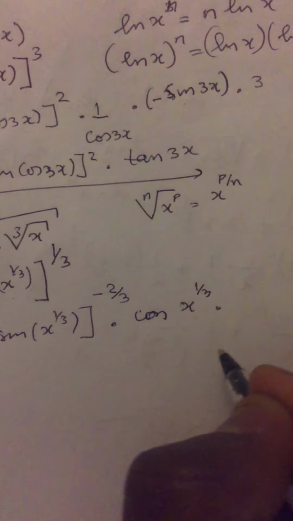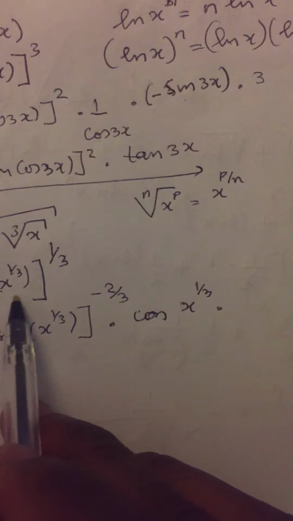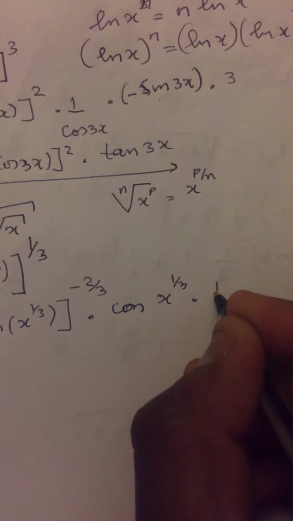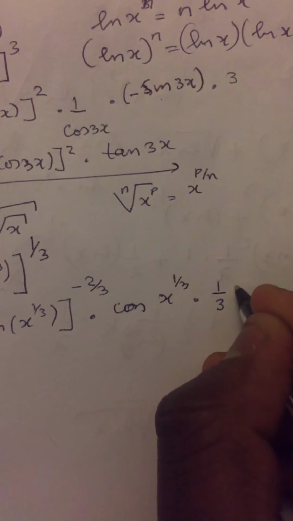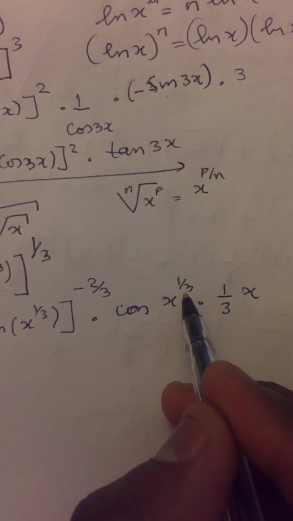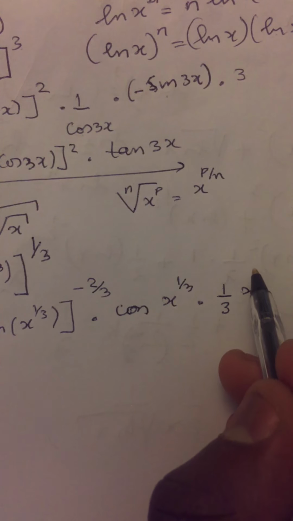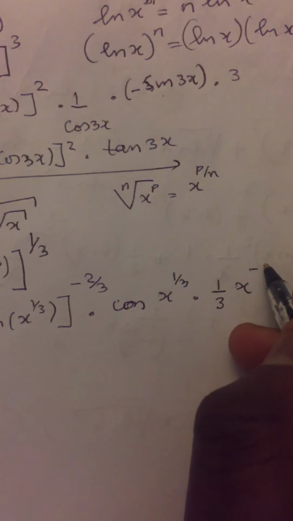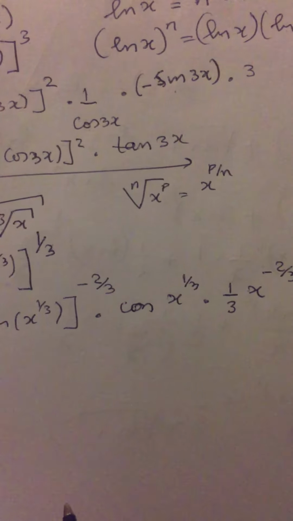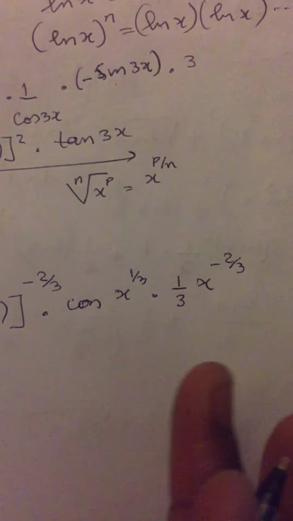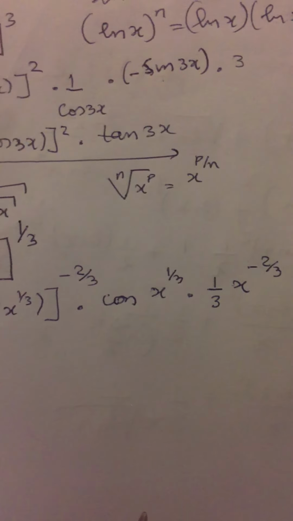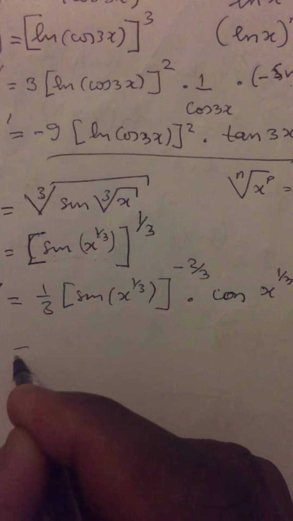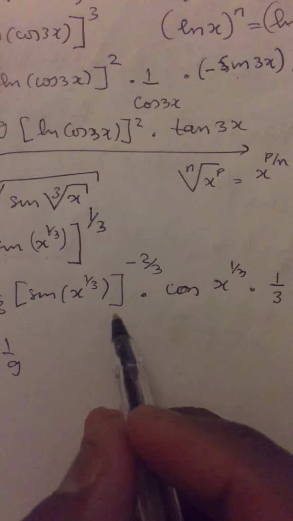I'm done with sine, and then I go to the angle. I differentiate the angle. It's going to give me 1/3 multiplied by x to the exponent 1/3 minus 1, which gives you minus 2 over 3. So we are done. What's next is we have to rewrite it. I have 1/3 here and 1/3 here, and that gives you 1 over 9.